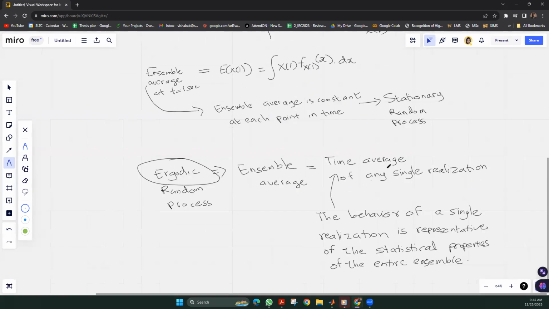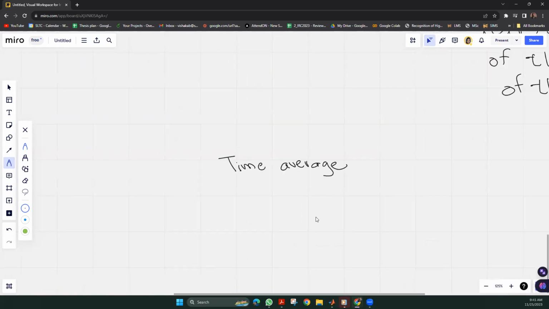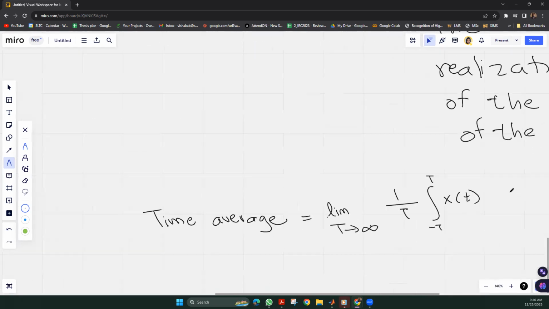Earlier we talked about the time average of a single realization. If you want to find the time average of a single realization, we can find that using this integration, where we send the limit of time to infinity, and we take the integration of 1 over T, from minus T to plus T, of the sequence which is varying with time.